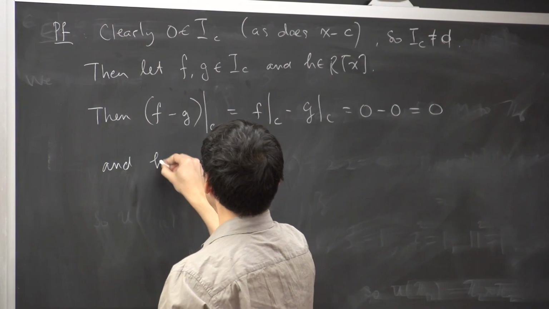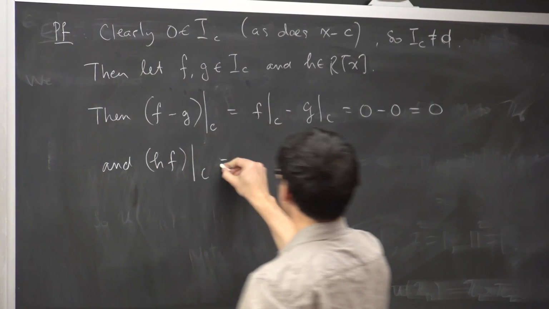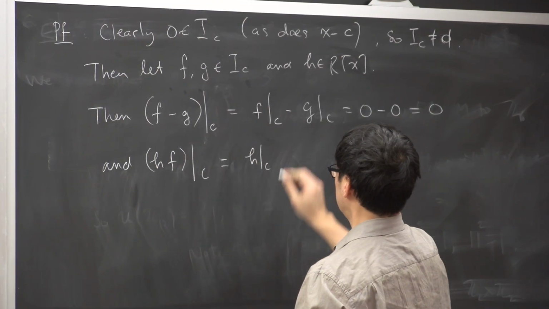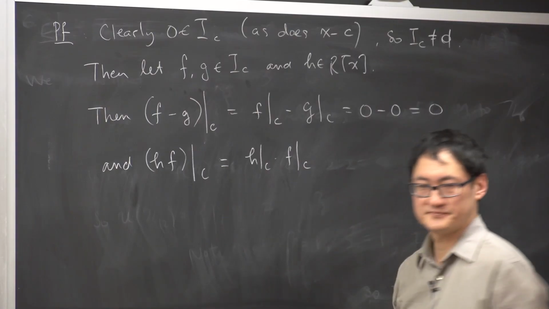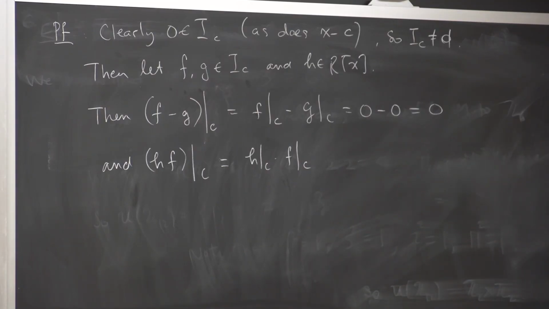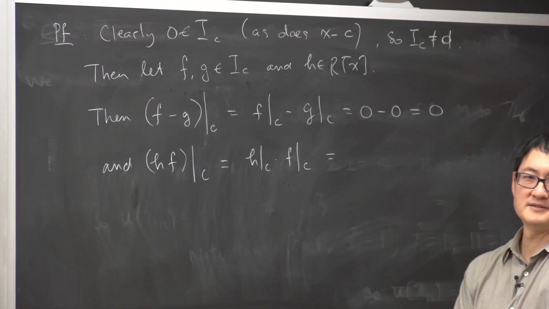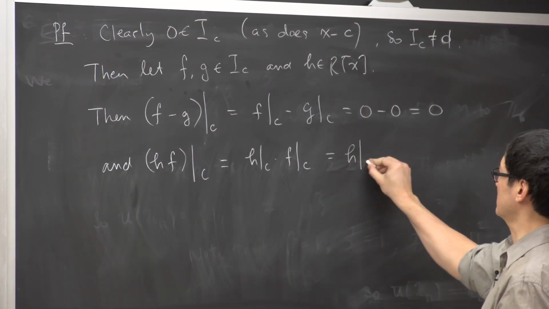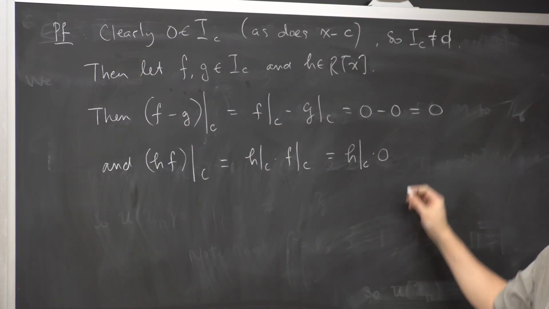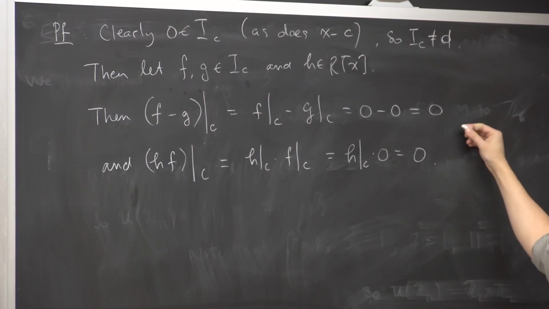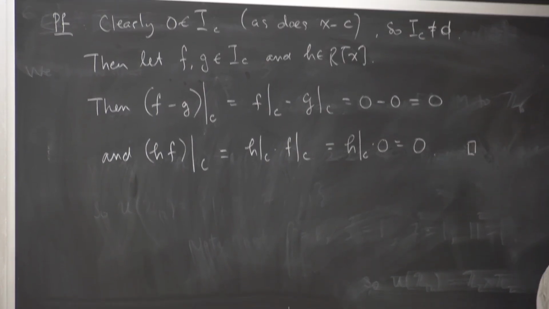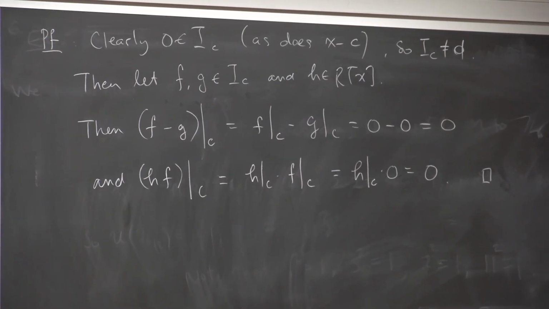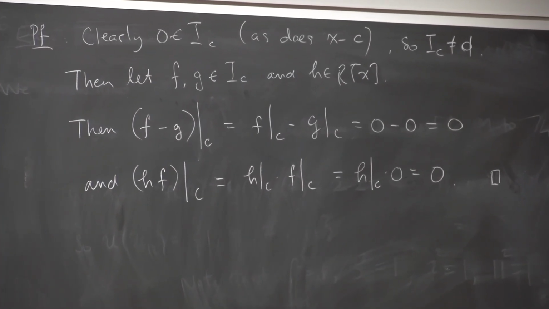And HF slash C is H slash C times F slash C. What's H slash C? We don't know, so we just write it over again. But then we're multiplying by 0, so we get 0. So that's it. Everyone see that? Makes sense?